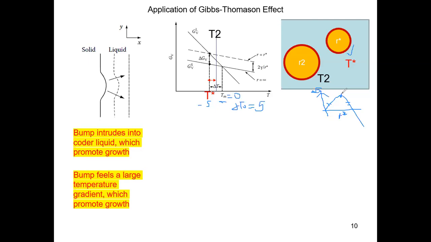So for this nucleus, what is the effective supercooling it feels? Remember, the supercooling is basically the melting temperature minus the current temperature you have. That's the supercooling, right? Now for this R star, what is the supercooling it feels? What is the effective melting temperature for this R star?